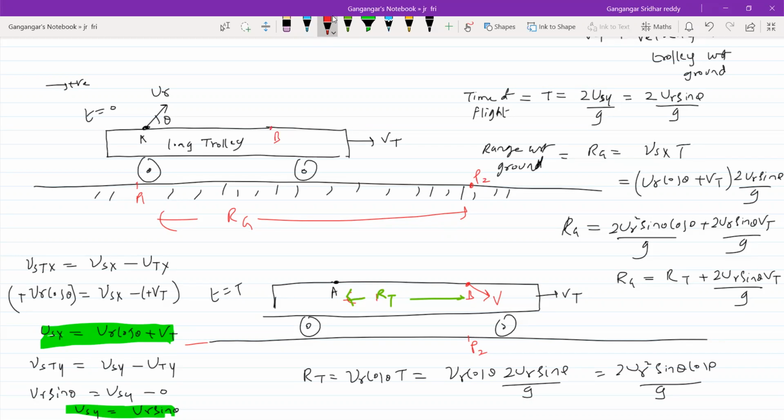Okay, able to get this? So like this, you can determine the range with respect to the trolley, meaning at what horizontal distance on the trolley it will strike. That's the meaning of that.